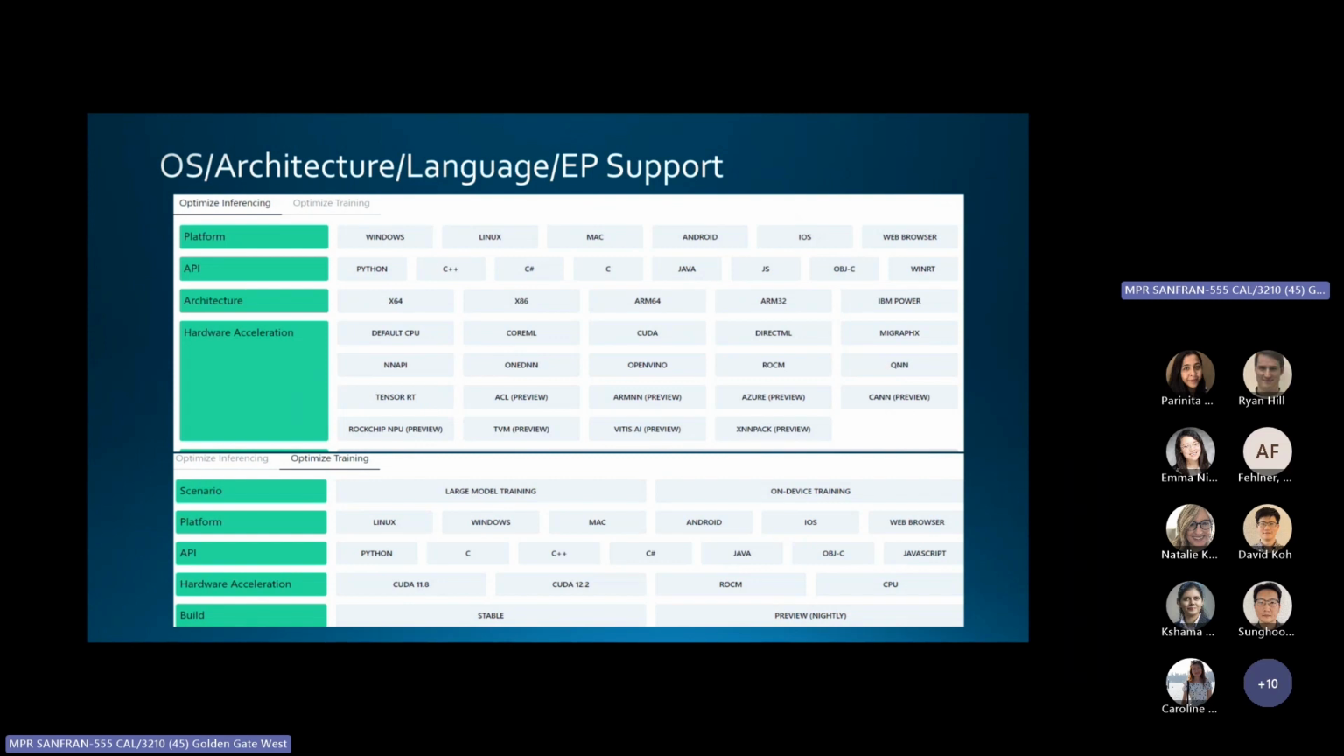At the bottom, we also have the training features, and we support all the major platforms. The training function has two scenarios. One is large model training. The other is on-device training. You can do training on your device, on your mobile phone, in your web browser, on your desktop. Today we'll have a talk giving details on how you use ONNX Runtime on-device training.